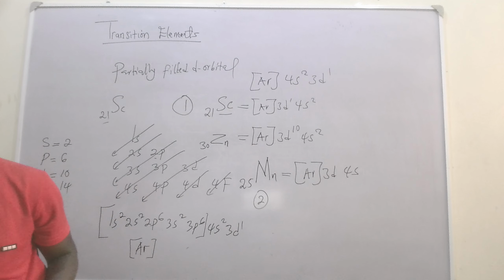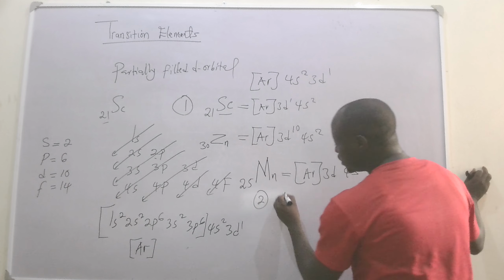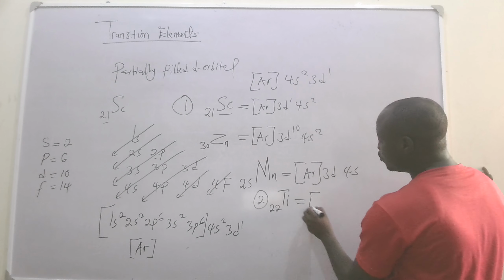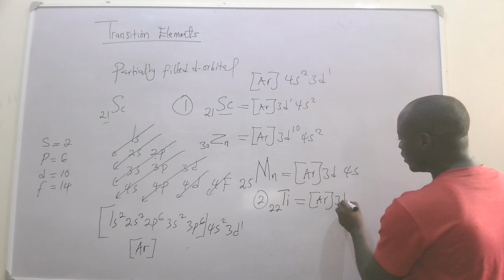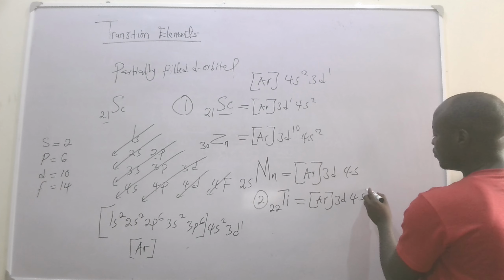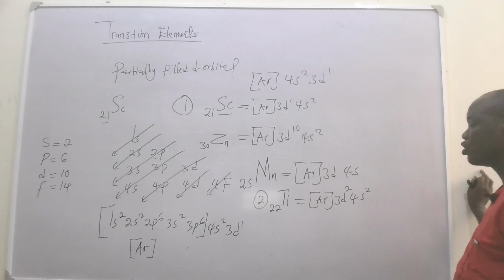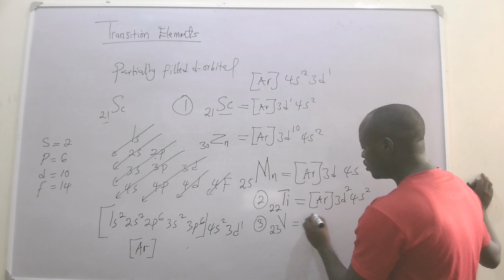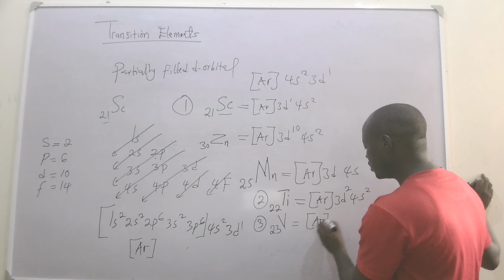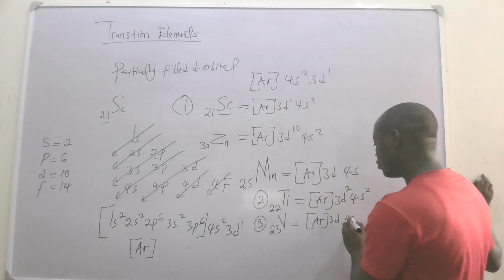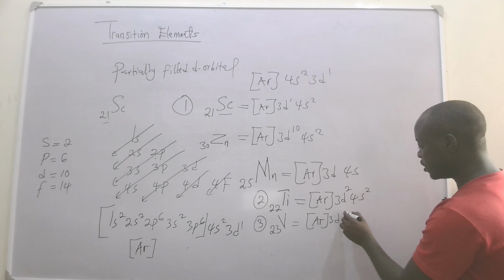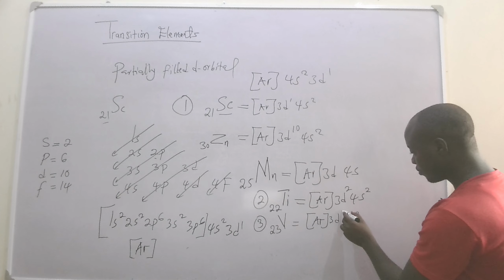Titanium is the second element. So Ti is titanium, and the atomic number is 22. So it is now going to be argon configuration. Then we have 3d4s. So we have 4s2 here, then we have 3d2. So the third one is vanadium with atomic number 23. Then we are now going to have argon configuration. Then we have 3d4s. So we have 4s2 and 3d3.